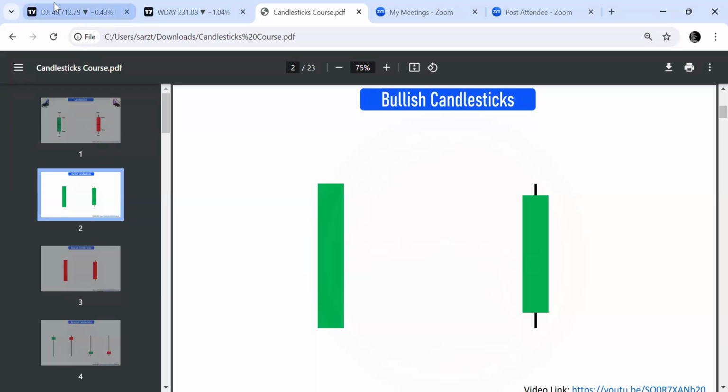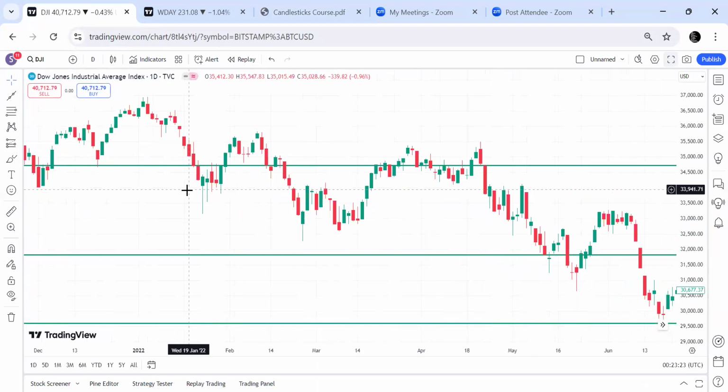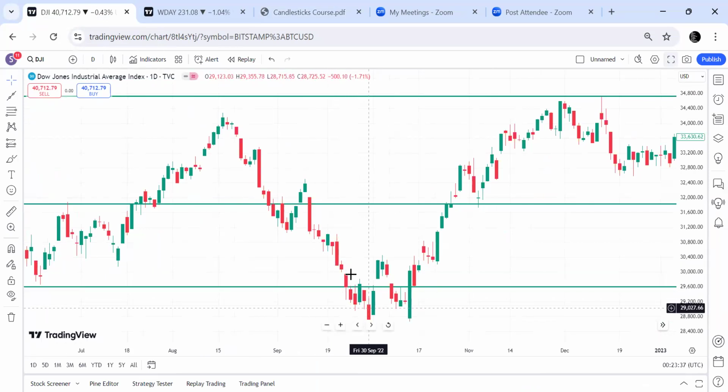So let's take an example. See, this is the support level. So this is one support level. As you can see here, the bearishness is there. And on 3rd October 2022, the Marubozu candle had been formed. Marubozu candle means a momentum related candle had been formed.